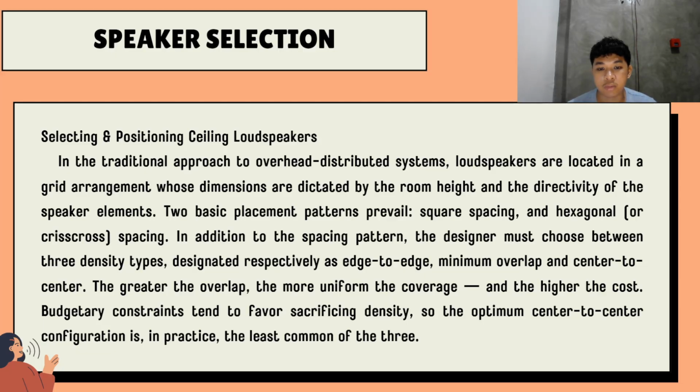In addition to spacing patterns, the designer must choose between three density types, designated respectively as edge-to-edge, minimum overlap, and center-to-center. The greater the overlap, the more uniform the coverage and the higher the cost. Budgetary constraints tend to favor sacrificing density to the center-to-center configuration, which in practice is the least common of the three.